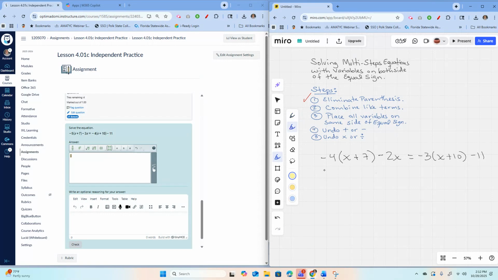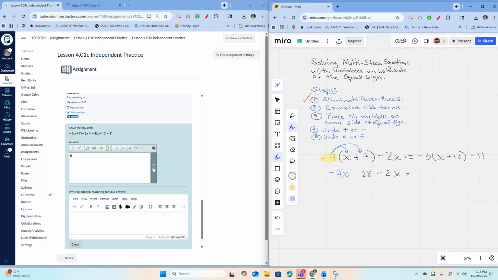I see I have a parenthesis starting the equation. Right here, you see the -4 is next to this parenthesis. It means that -4 is multiplying everything in the parentheses. So -4 times x will give you -4x. -4 times +7, use the calculator, that will give you -28. I'm going to keep writing the rest of my equation, -2x equal, and here we go again.